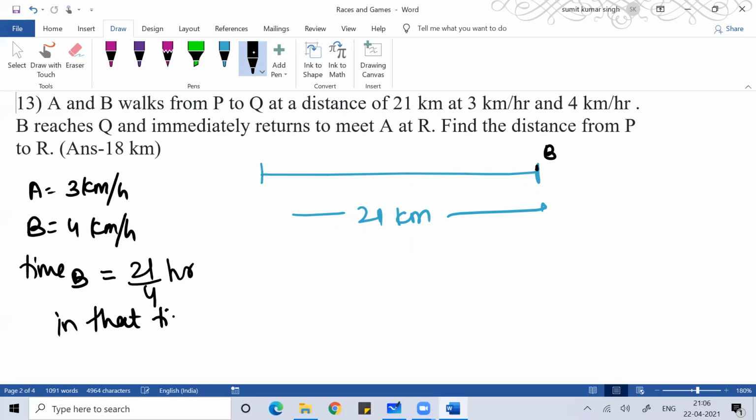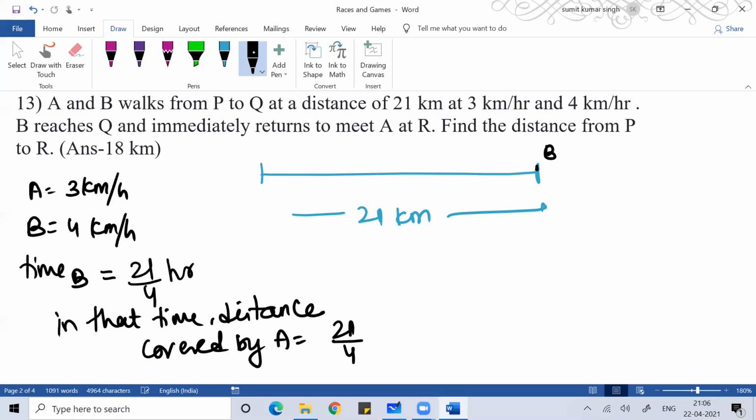In that time, what is the distance covered by A? The time is 21 by 4 hours, and A is running at 3 kilometers per hour. It would cover 63 by 4 kilometers.